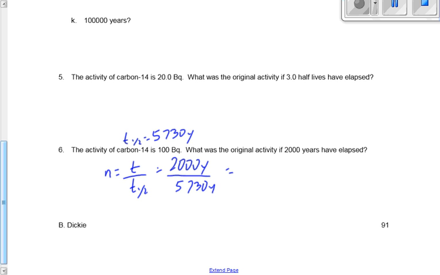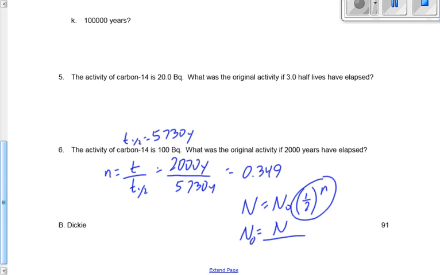We do the math on that, and that works out to be 0.349, and there'd be no units for that, right? Because it's just a number of half-lives. Now the next step is to say N is equal to n sub 0 times 1/2 to the little n. Solving for n sub 0, we take the half to the little n and move it over by dividing the entire term. So what do you have here? It's 100 divided by 0.5 to the 0.349, and that should give us 127 becquerel.